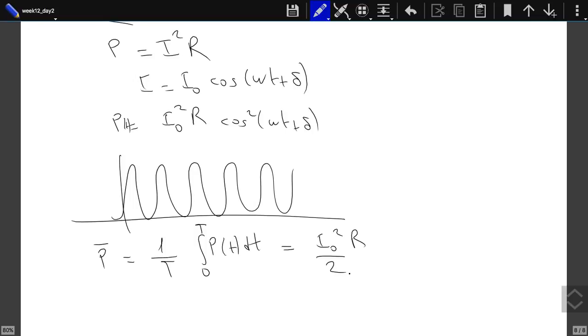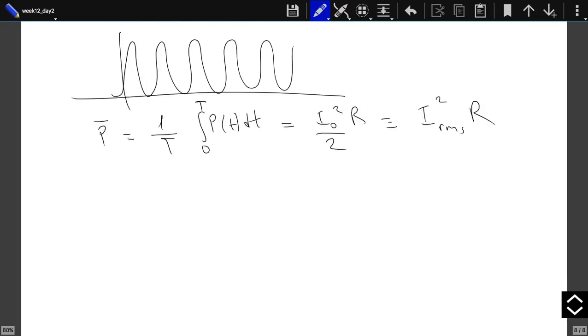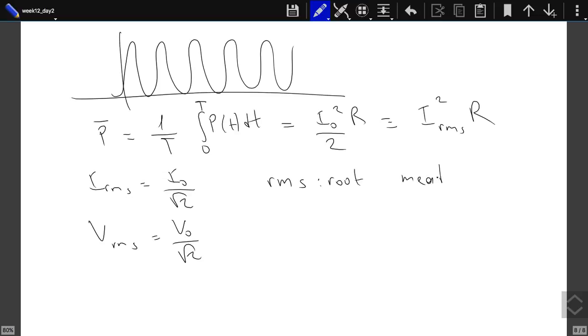Now this quantity, I0 squared over 2, is usually defined as I RMS squared. Now this I RMS is I0 over square root of 2. That's why the maximum potential difference created by the city electricity is not 220. It is this RMS potential that is defined as 220. Now we can define the V RMS similarly as V0 over square root of 2. Now this RMS is called the root mean square.